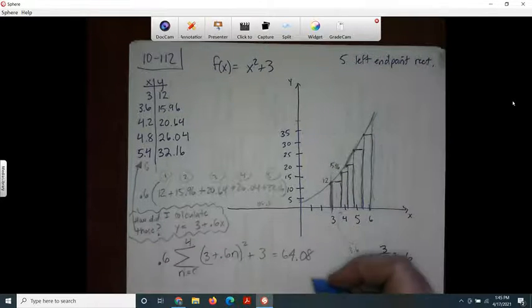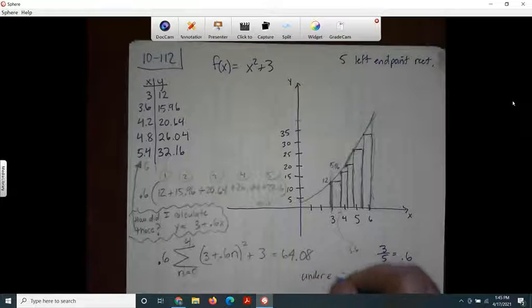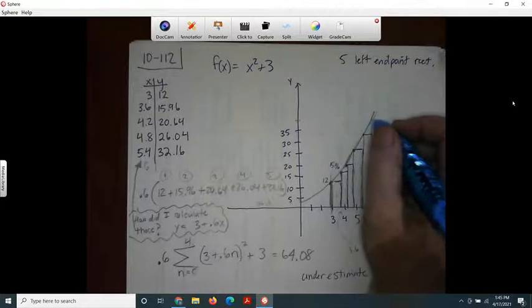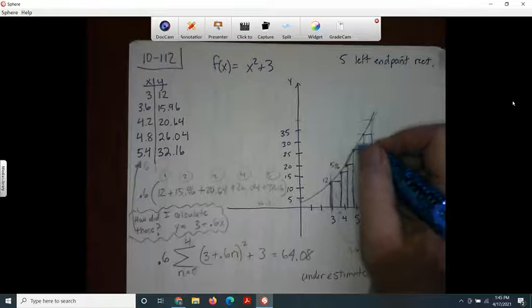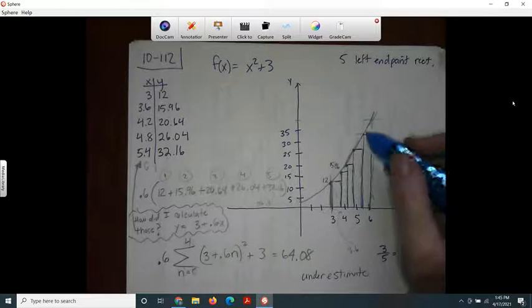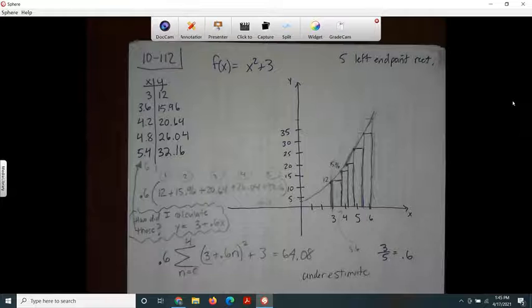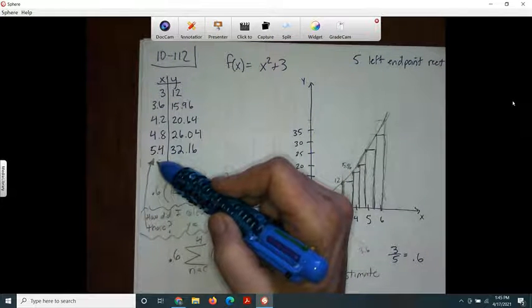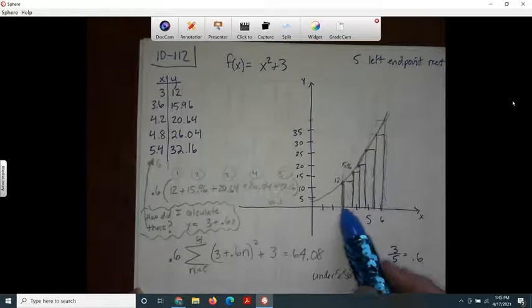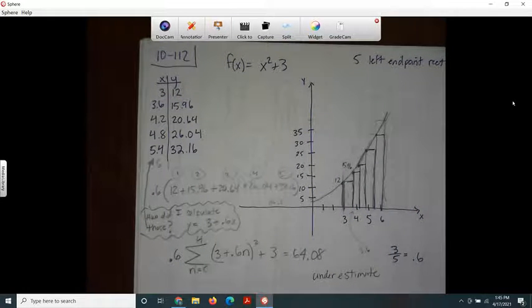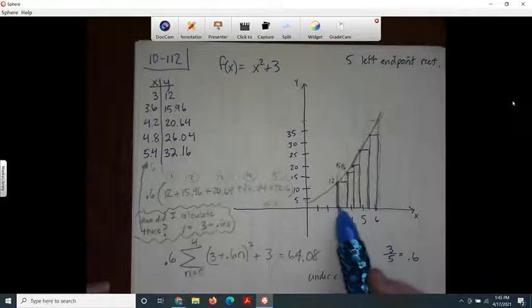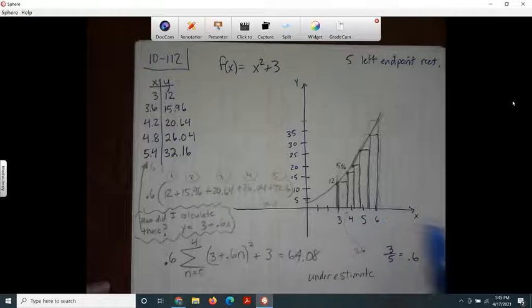Because I could have used the right endpoint rectangles and they would stick out a little bit over the top of the curve. But this one, see, there's gaps, so it's an underestimate. And where did I get my x numbers from? Well, each rectangle has to have a width of 0.6 because between 3 and 6 I've got a space of 3, and I had to divide it up evenly into 5 rectangles. That's where I got the 0.6 from. And so you can just keep adding 0.6 each time.